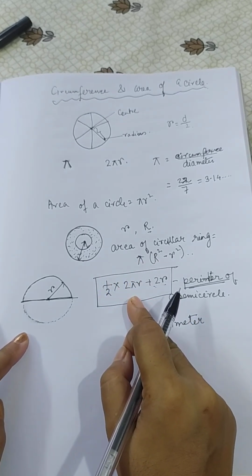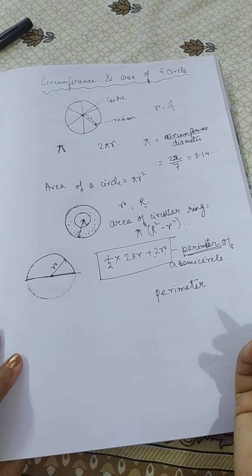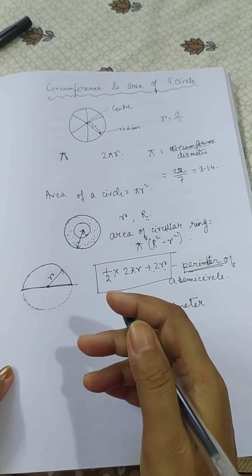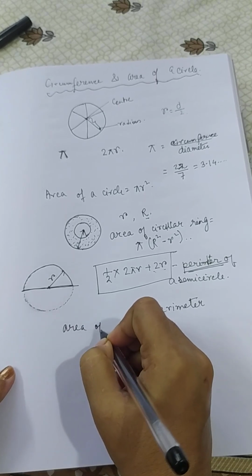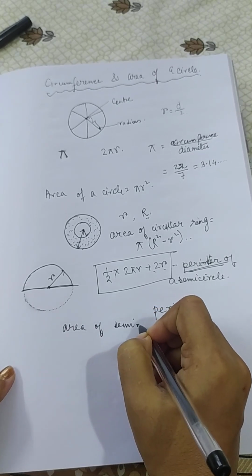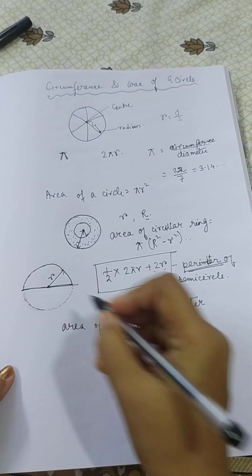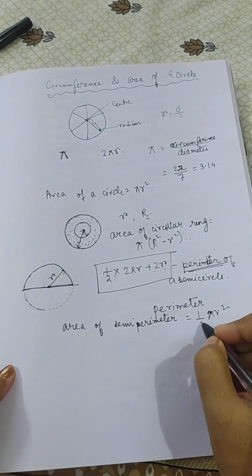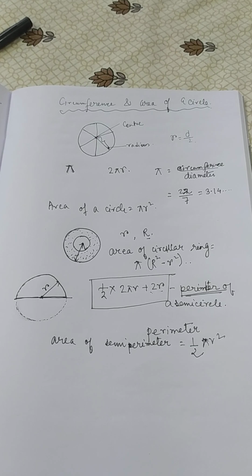Right. And obviously the area of the semicircle will be half of the area of the circle. Now area of semicircle, if there is a circle, area will be pi r square, and as it is a semicircle, it will be half pi r square. Right. It is the easiest process to remember the formula.